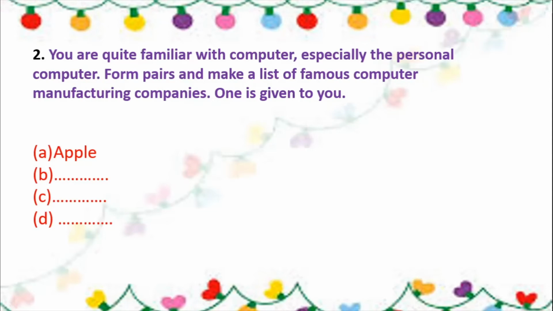You are quite familiar with computers, especially the personal computer, the thing which we call the PC. Where you have a display, you have the keyboard, you have the machine which is the CPU. So we all know what a CPU or a personal computer is. So you have to form pairs. Now there is no way where you can form pairs now, children. You're not in the classroom, but you're supposed to make a list of the famous computer manufacturing companies in the world. So one is given to you, Apple.